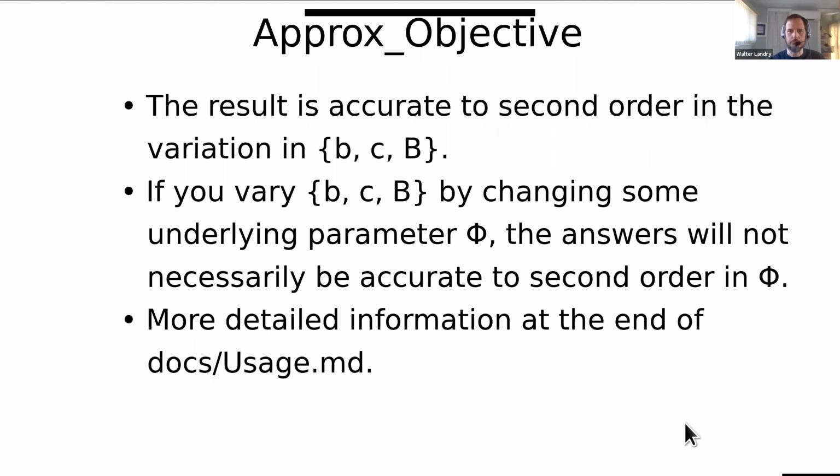Sorry, Walter, I did not understand this comment about the parameter. You mean like that phi might not be linearly related to B, C, and B? That's right. If it's linearly related, then you'll get a nice convergent answer. But if it's not, then it's not clear that you'll get second order in phi. If you only vary B, C, and B directly, then you will get second order in B, C, and B. Very good. Okay. Thank you.